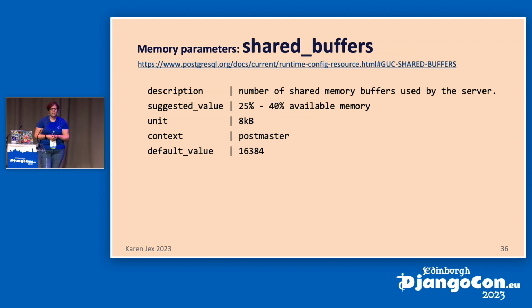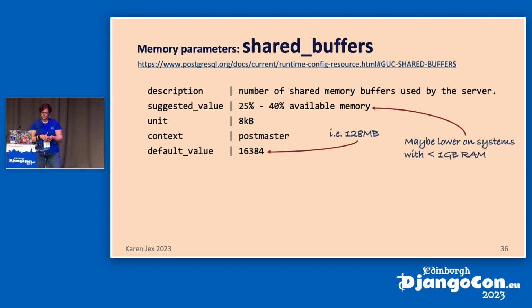Shared buffers. So this says how much memory we're making available to Postgres for caching data. The default is typically 128 megabytes. The default unit's 8 kilobyte blocks. It's generally good for performance to set it much higher.